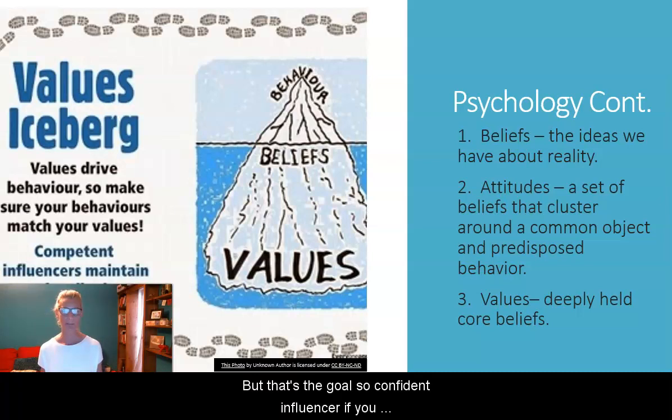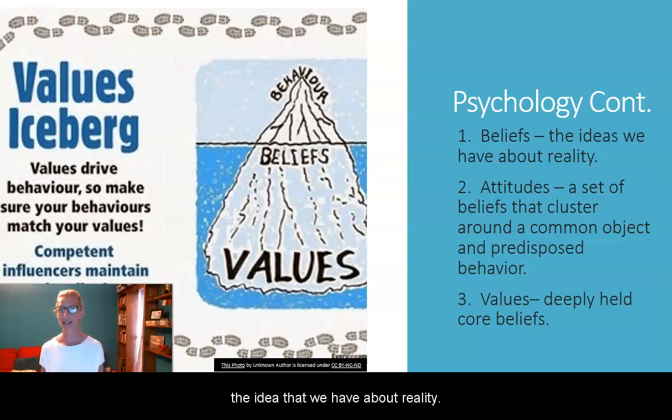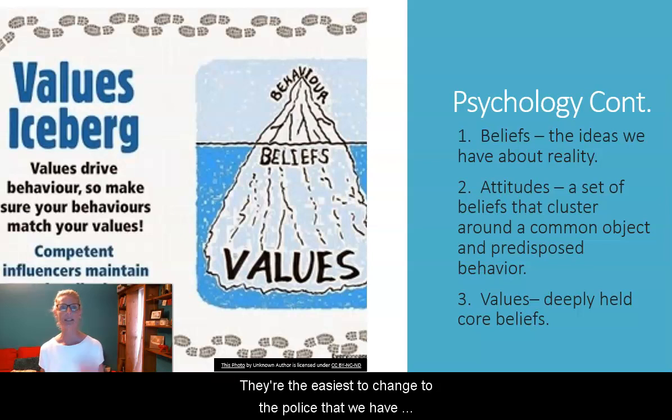But that's the goal. So a competent influencer, if you can see yourself as an influencer, will maintain trust by aligning to the values of other people. So you need to know what people value. If you look at BABS, a way to remember when you're analyzing an audience, you want to analyze their beliefs, attitudes, and values. The beliefs are the ideas that we have about reality. They're the easiest to change.